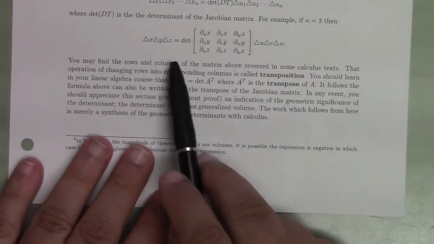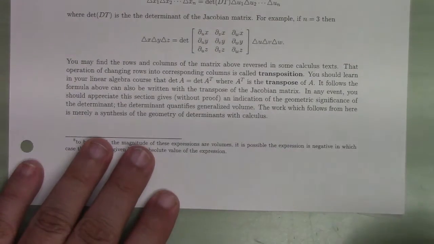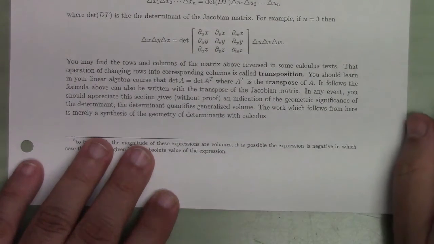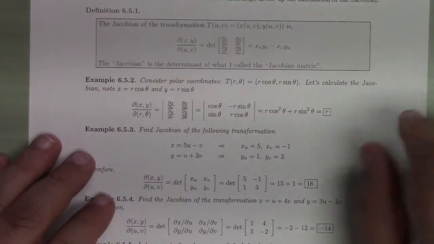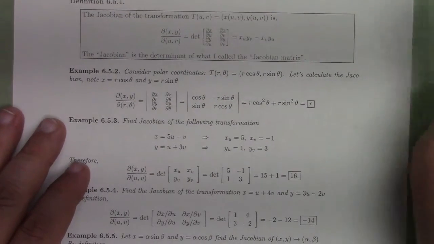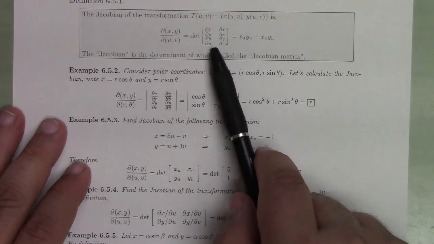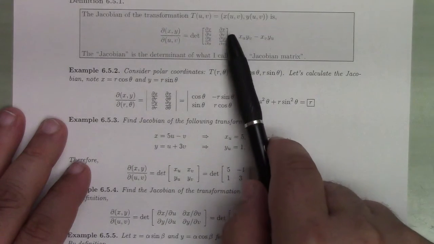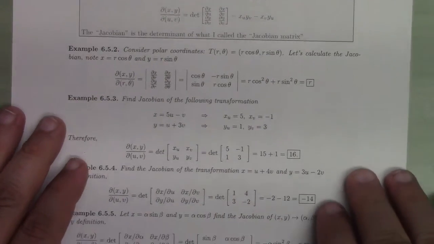And for 3 dimensions, it looks like this. Long story short, what this is saying is that to change variables, we have to change the measure, which I usually call dA or dV, and to do that we just calculate what's called the Jacobian determinant. For 2 dimensions, the Jacobian determinant looks like this: partial x partial u, partial y partial u, partial x partial v, partial y partial v. Take this difference here.